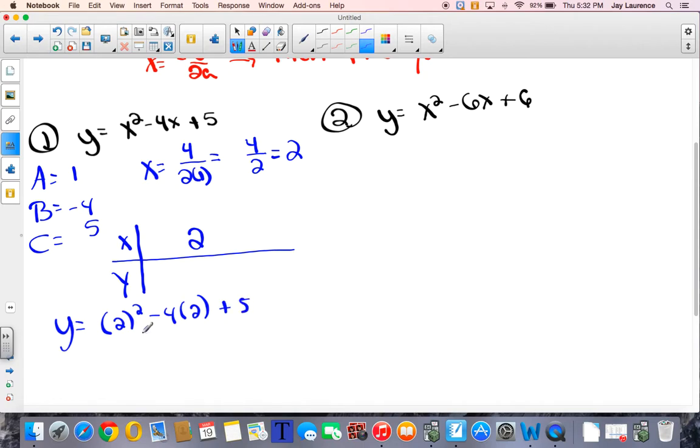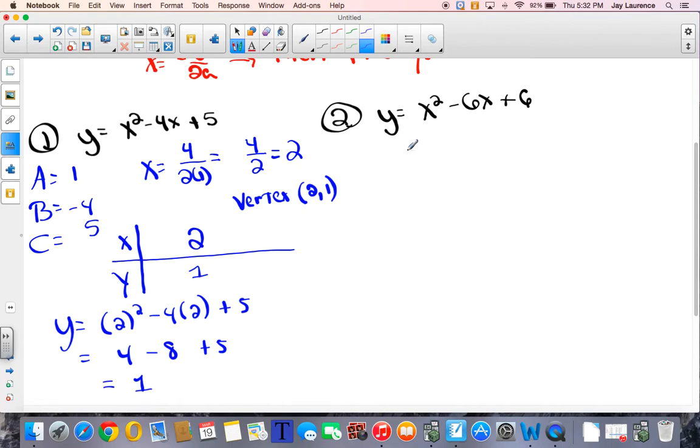Now, very important to follow the order of operations here. 2 squared is 4. Negative 4 times 2 is negative 8 plus 5, and I believe that's going to end up being a positive 1. And so therefore, my vertex, my highest or lowest point of this parabola, will occur at the point 2, 1. All right, there we go. That's how easy it is to find the vertex.